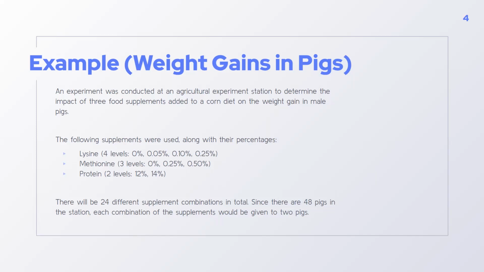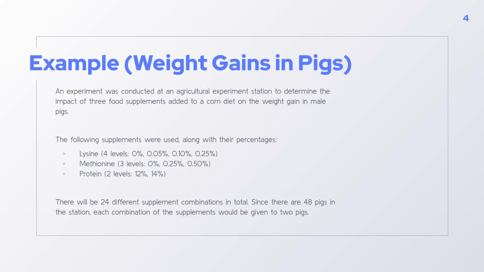So here we have three factors. The first factor is the lysine. The next one is the methionine. And the third one is the protein. And as you can see here, the first factor has 4 levels. The second factor has 3 levels. And the third factor has 2 levels. Now, there will be 24 different supplement combinations in total. Since there are 48 pigs in the station, each combination of supplements would be given to 2 pigs.